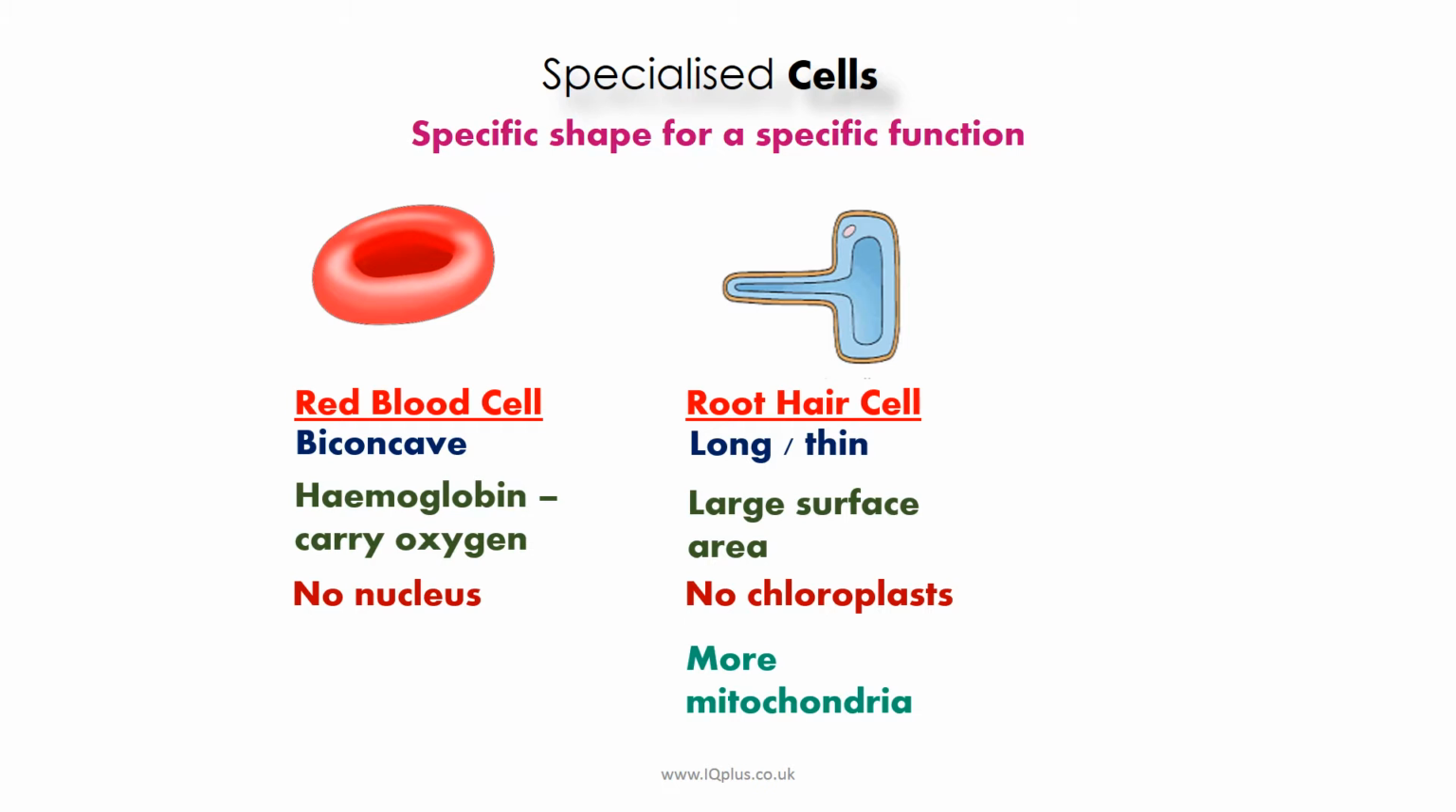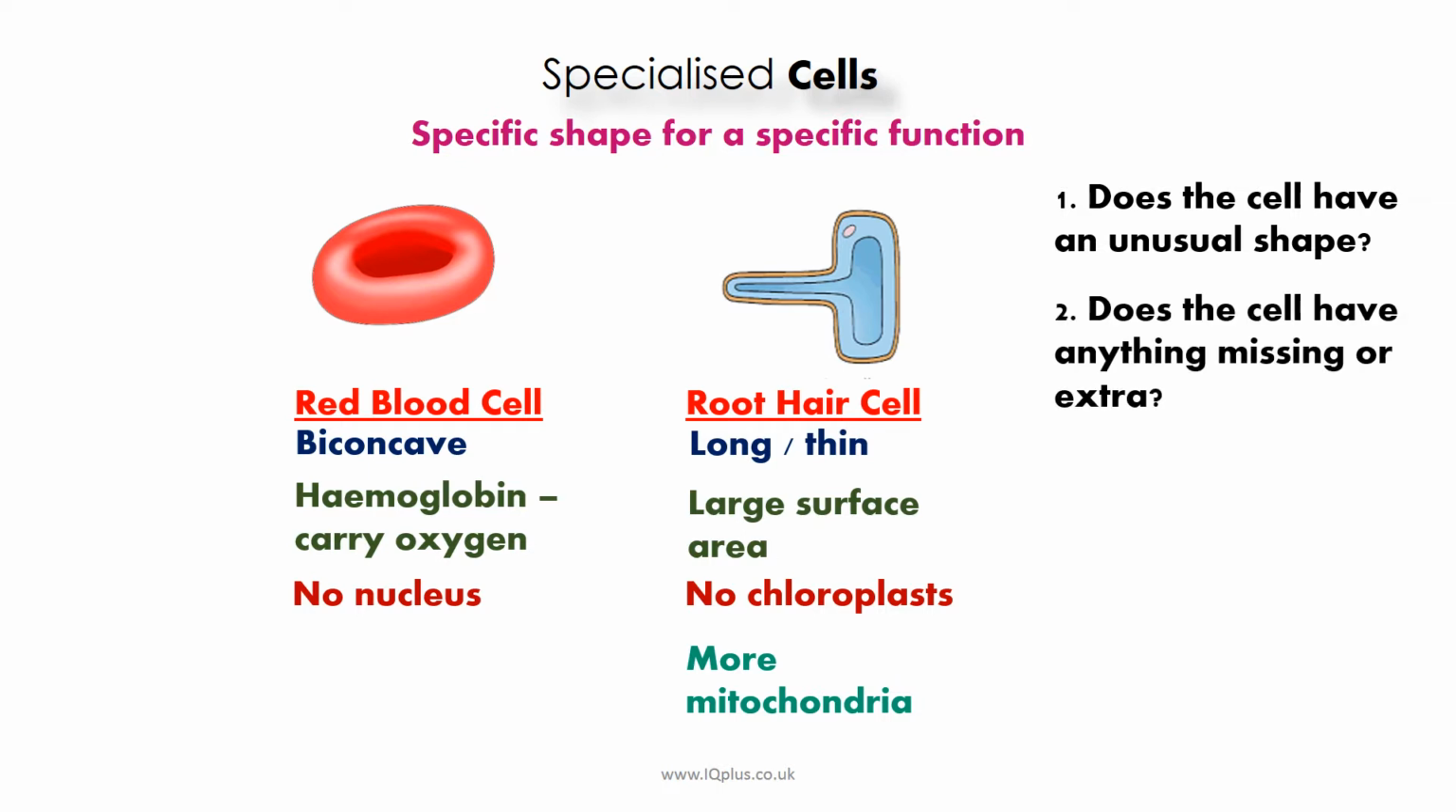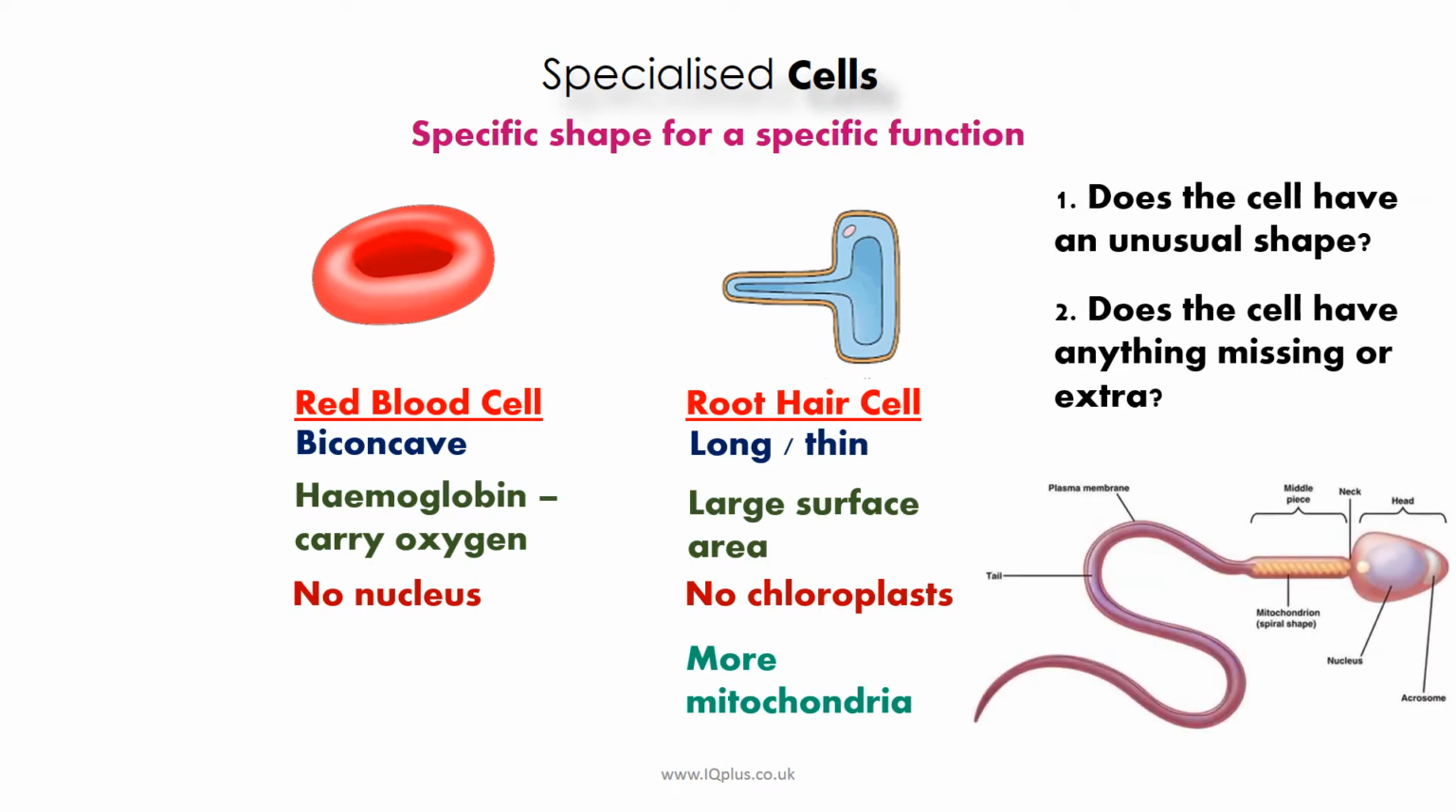To help work out the specializations of a cell, we can ask 2 questions. The first question is, does the cell have an unusual shape? The second question is, does the cell have any extra organelles, or does it have anything missing? Let's illustrate this using an example. Consider the sperm cell. This is a male gamete or sex cell. The first question we would ask is, does it have an unusual shape? Which it does. It's long and thin, and it has a tail. This allows it to be streamlined and make its way towards the egg. It allows it to be flexible and provides unhindered movement.